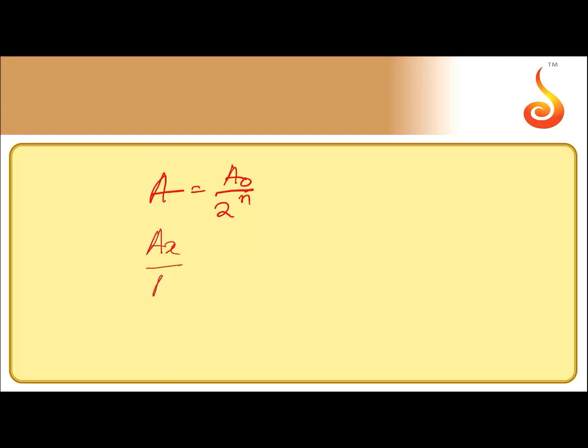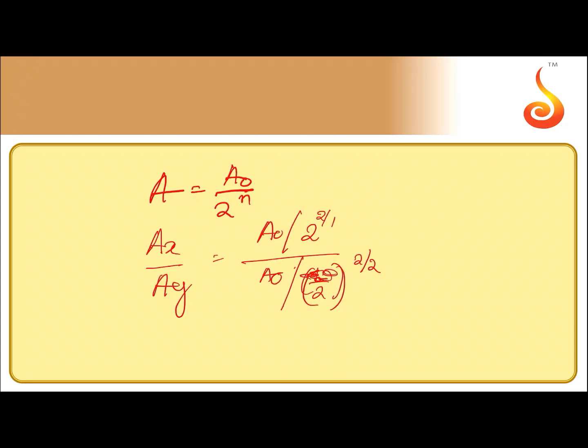So I can write here AX divided by AY is equal to A naught divided by 2 to the power of 2 by 1, divided by A naught divided by 2 to the power of 2 by 2. A naught and A naught cancel. This is nothing but 1 divided by 2. Thus, AX by AY is equal to 1 by 2.